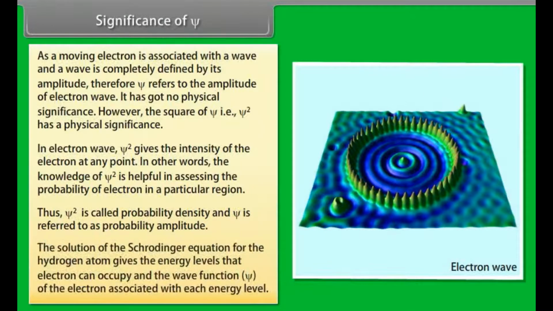The solution of the Schrödinger equation for the hydrogen atom gives the energy levels that the electron can occupy and the wave function of the electron associated with each energy level.